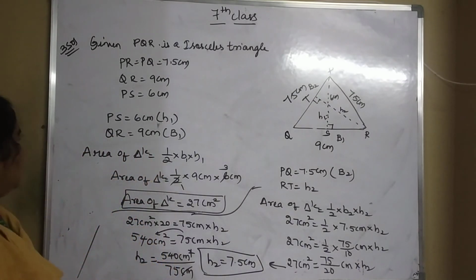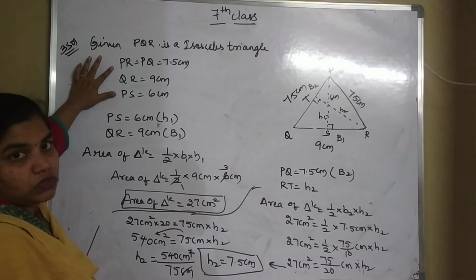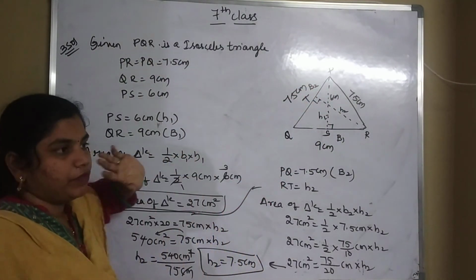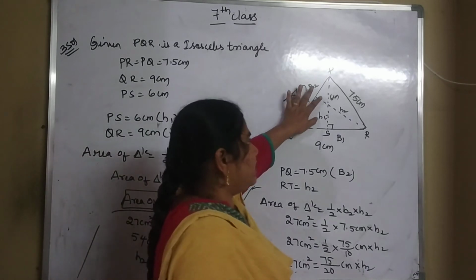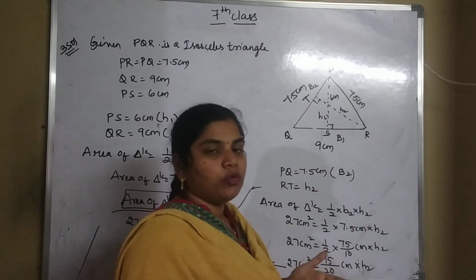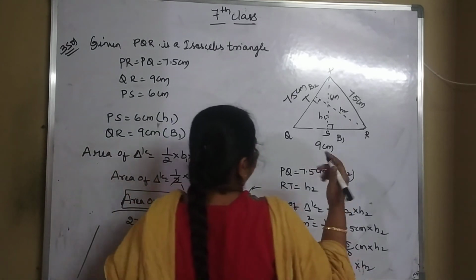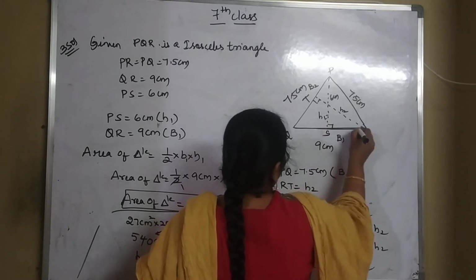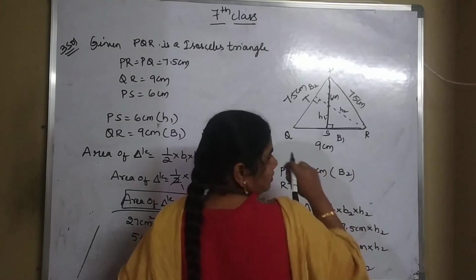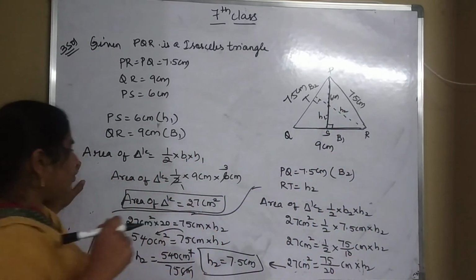So once again see this. They have given triangle PQR is an isosceles triangle. Isosceles triangle means two sides will be equal and one side will be different. So in this triangle, two heights are there and two bases are there. So for finding area of a triangle, you want both base value as well as height value. Where you are seeing height and base, this base value we know and this height value we know, 6 centimeters and 9 centimeters. So by using these two, I am finding area of a triangle.